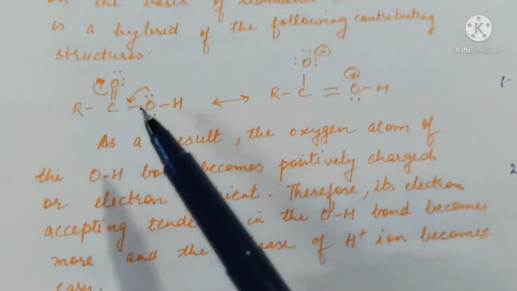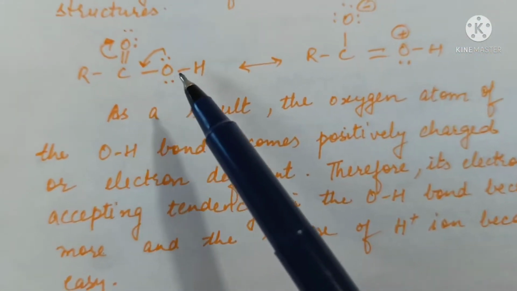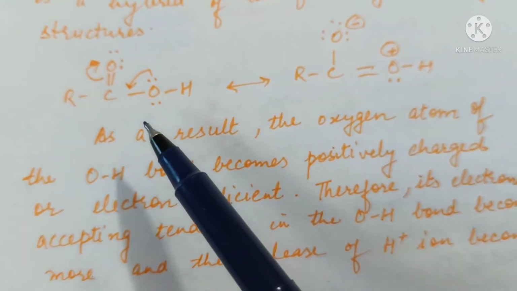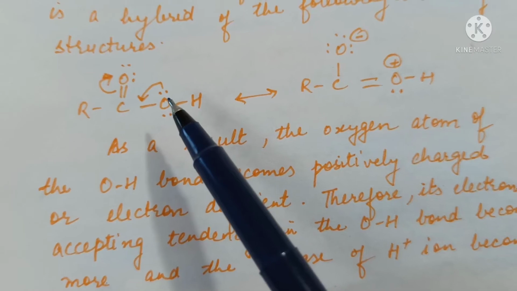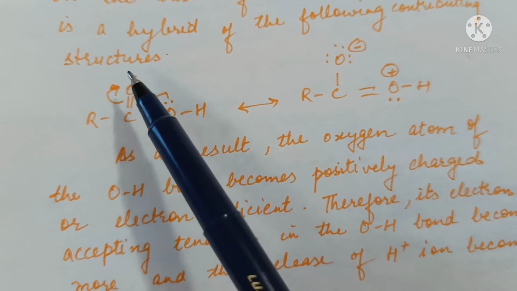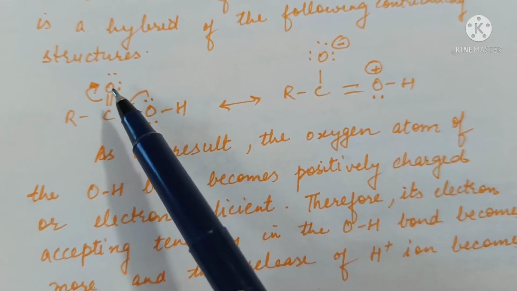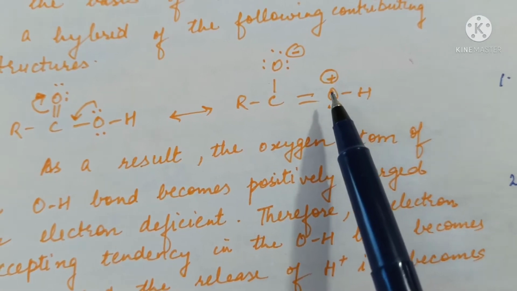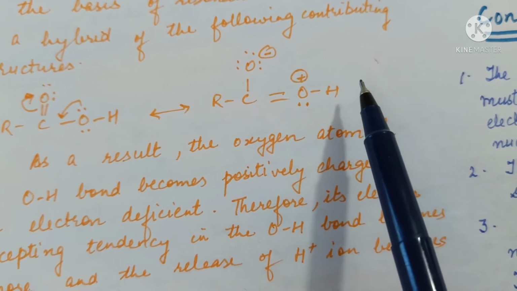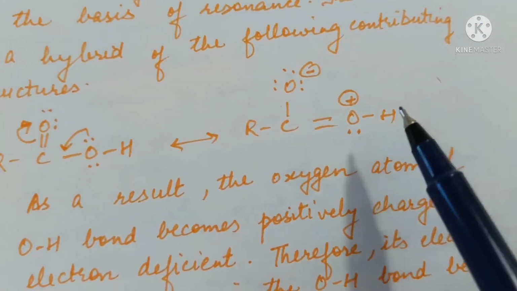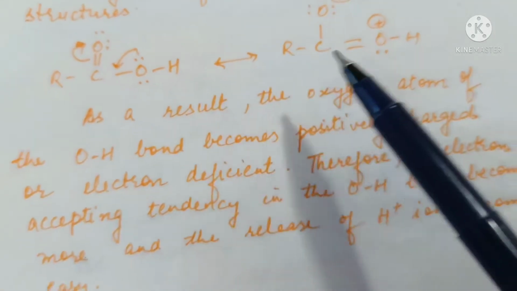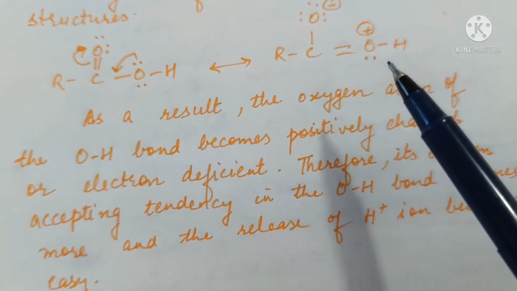In monocarboxylic acids, which are organic acids, their acidic character or proton releasing tendency is explained on the basis of resonance. Because of resonance, the electrons from this oxygen move towards this doubly bonded oxygen. As a result, there is a partial positive charge on the oxygen which attracts these electrons towards itself, making the release of proton easier. So these electrons move towards this side and the proton is released. So carboxylic acid acts as an acid.